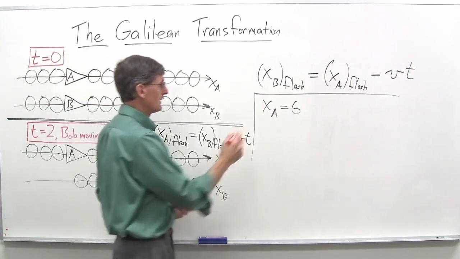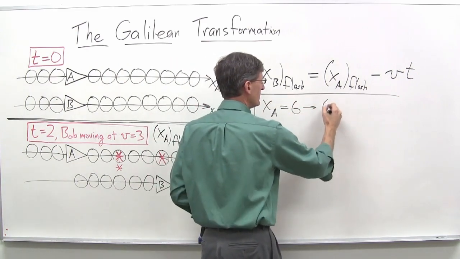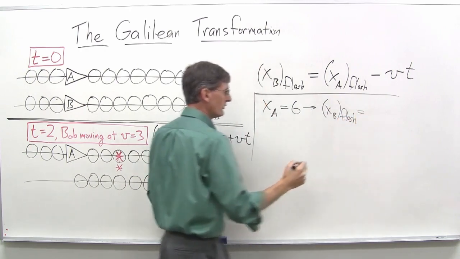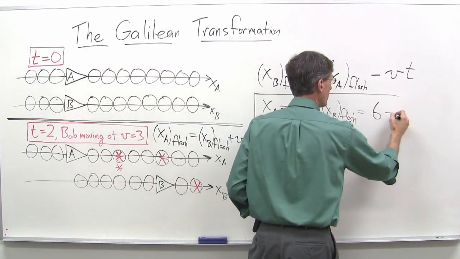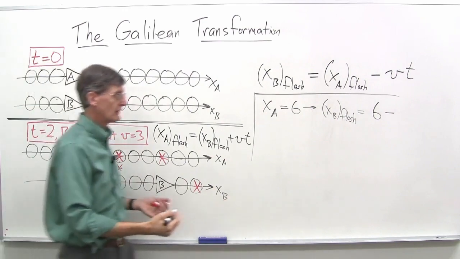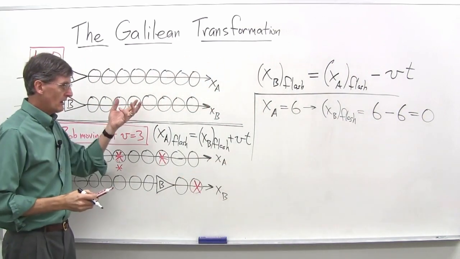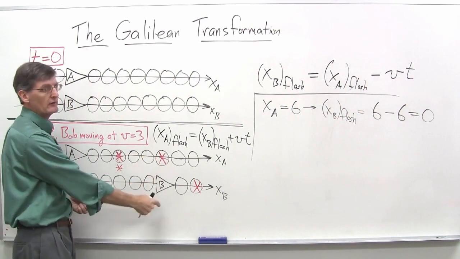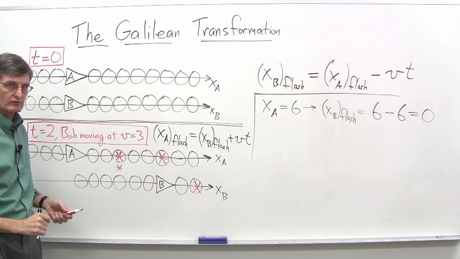So let's see what we get. So the equation, we're going to get xb of the flash equals xa of the flash, which Alice says it's 6, minus vt, and vt being 3 times 2 is 6. So I get 6 minus 6 equals 0. That's telling me, as far as Bob is concerned, the flash occurs at position 0, and that's exactly where he is. He's at position 0 there in his spaceship, and he sees the flash occurring.